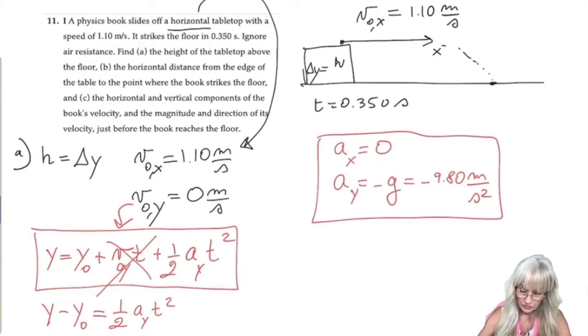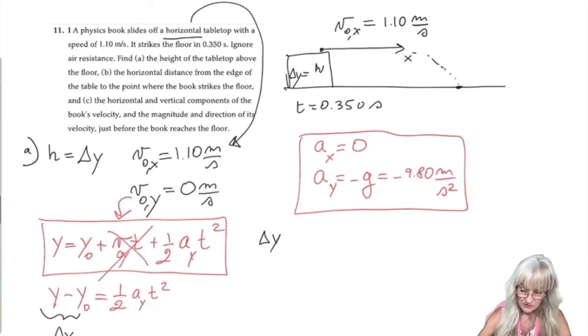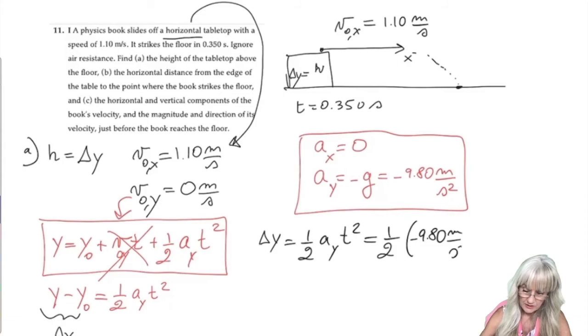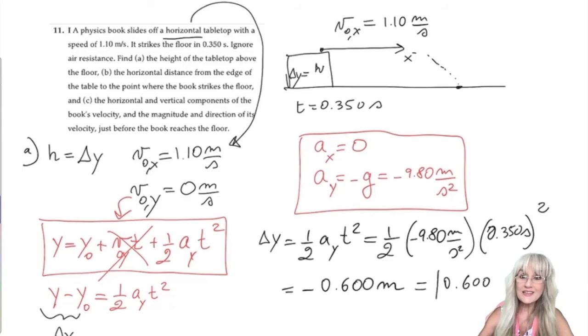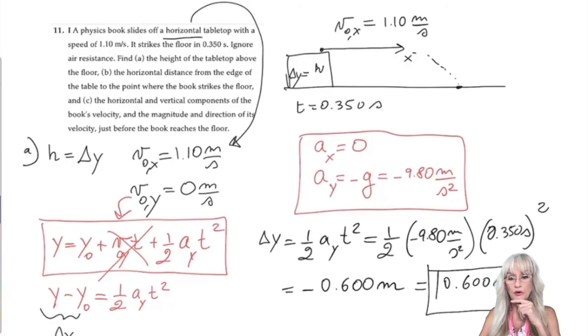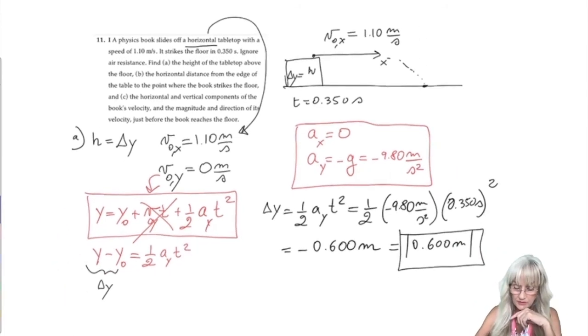I'm going to continue right here. This delta y is going to be equal to 1/2 a y t squared. Let's plug in with the sign, minus 9.80, and the time, don't forget to square it. So the final answer will be the value in absolute terms. Your final answer is absolute value, meaning without the sign, because this is just the height of this tabletop, how tall it is. With the minus it would be a displacement pointing downward.